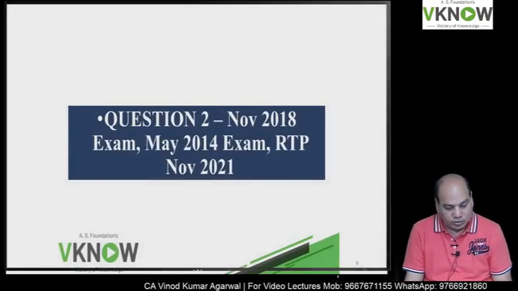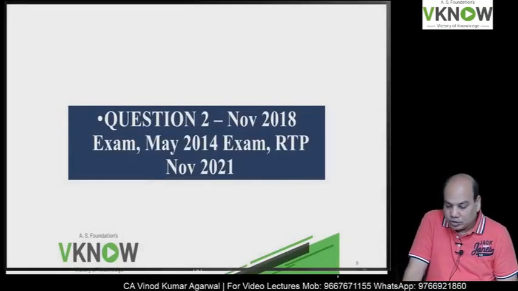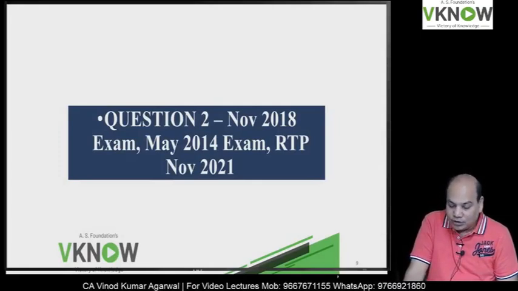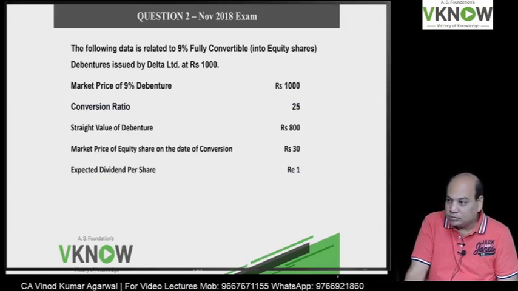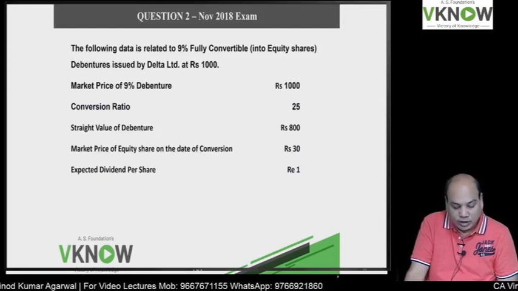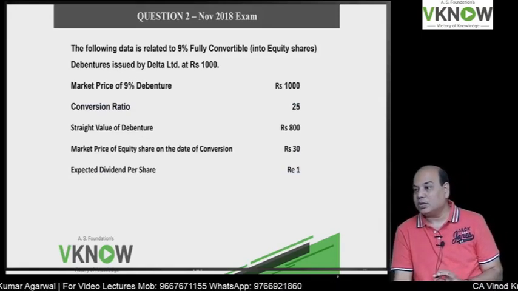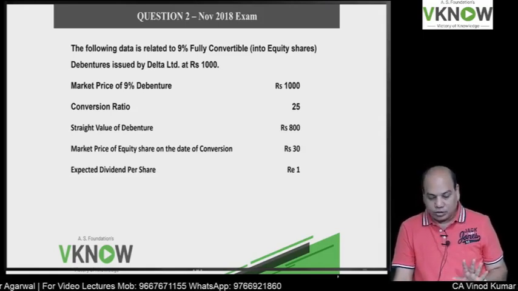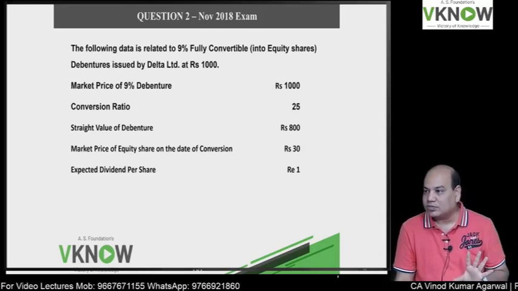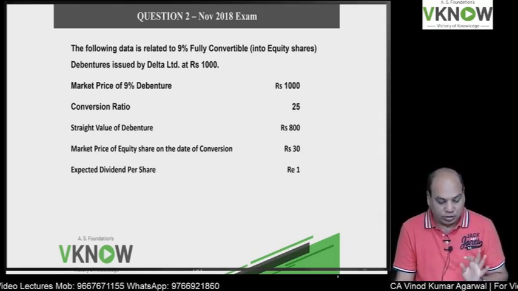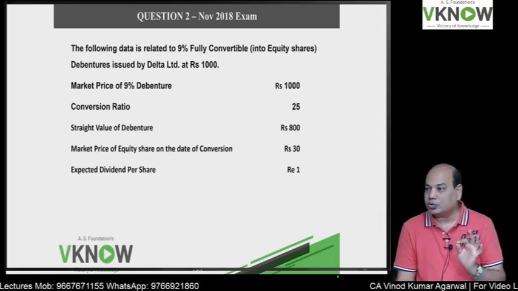We'll go to next question number 2. This question was asked in November 18 exam, May 14 exam, RTP November 2021. This question is on convertible bond, and we are going to discuss various terms associated with convertible bond, right? And very easy question if you know the concept of convertible bond and the various terms used in connection with convertible bond. Question can be asked for up to 8 marks.